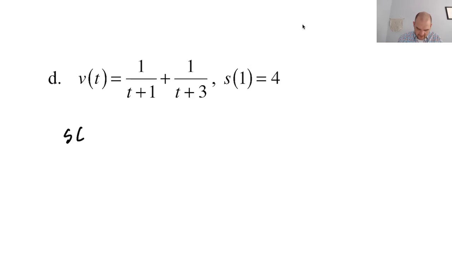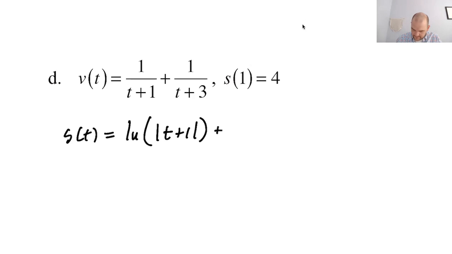I'm going to say s of t is going to be, all right, what do I take the derivative of to get 1 over t plus 1? I think it's the natural log. I'm going to throw in the absolute value for domain reasons, but if you don't like that, it's okay for now to not worry about that. If I took the derivative of natural log of t plus 1, it'd be 1 over t plus 1 times 1. I think we're good.